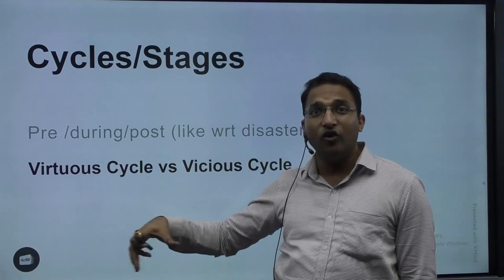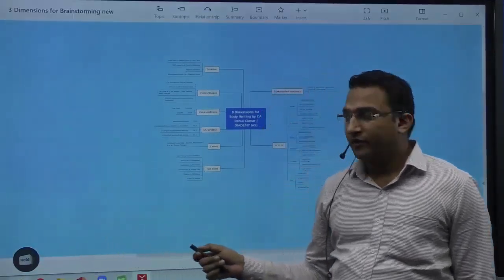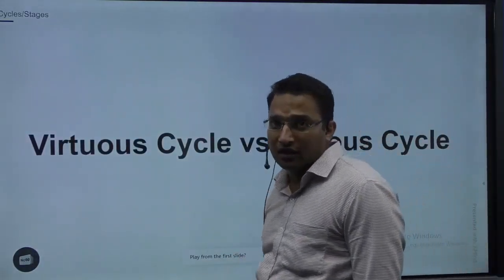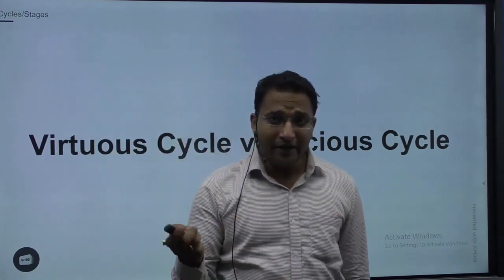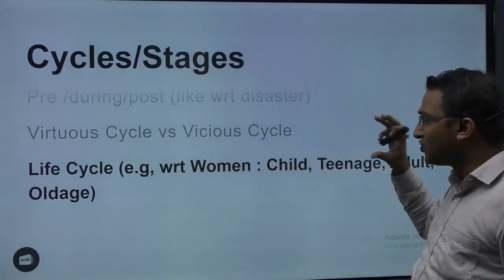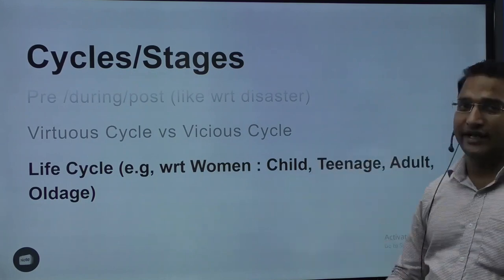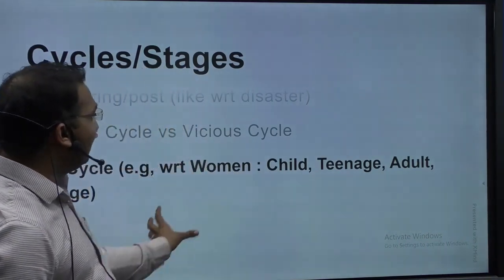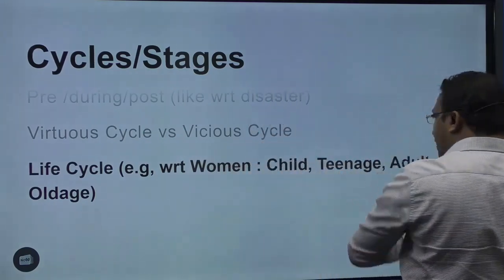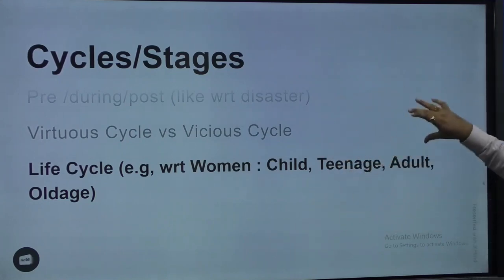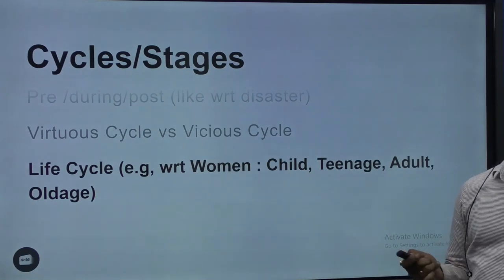In China, there is a virtuous cycle of export and investment. In Sri Lanka, there is a vicious cycle of inflation and public debt. We can compare two countries, right? Life cycle approach. Suppose we are writing about women's health. So we can talk about child, teenage, adult, and old age. Suppose we are talking about women's education. So the problems faced by the woman in childhood, at teenage, in adulthood, in old age. The government policies for the girl child, for the teenager, for the adult, and for the old age. We can discuss and write about it.